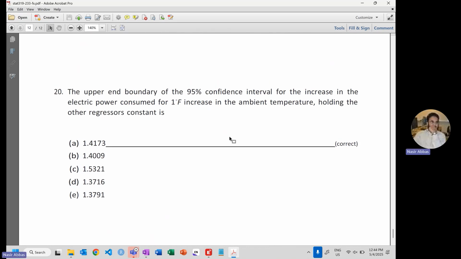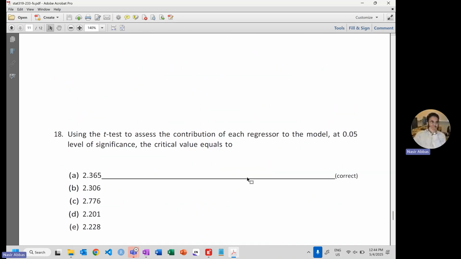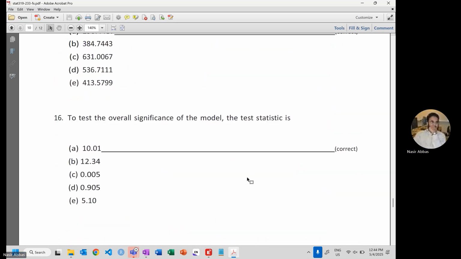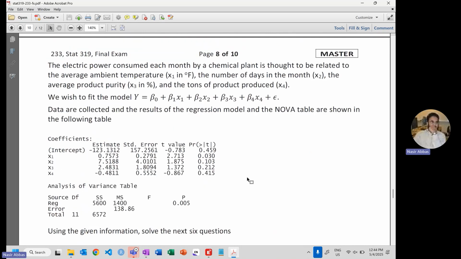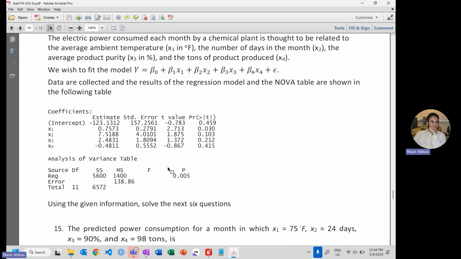The upper boundary of a 95% confidence interval for increase in electric power consumed for 1 Fahrenheit increase in ambient temperature, holding the other predictors constant, is. Where is this question coming from? They must have given some output somewhere. Here is the output, and they are asking us to use this output to solve the next 6 questions. So let us first look at this output.